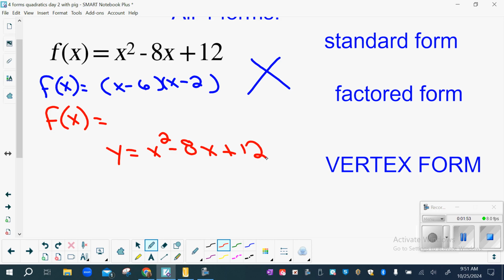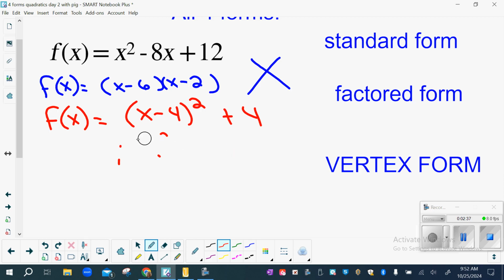Let me give you a hot minute. 8 cut in half is 4, squared, 16. 16 on both sides. How'd I do? Did I get that right? Is it x minus 4 quantity squared plus 4? Am I okay on that? Did I do that right? Yeah? Anyone need me to do it? No? Because we're pretty good.